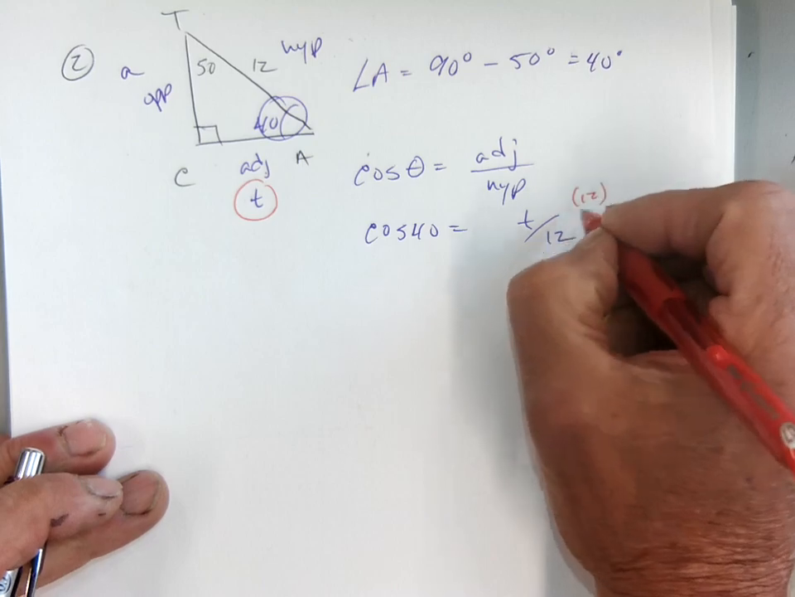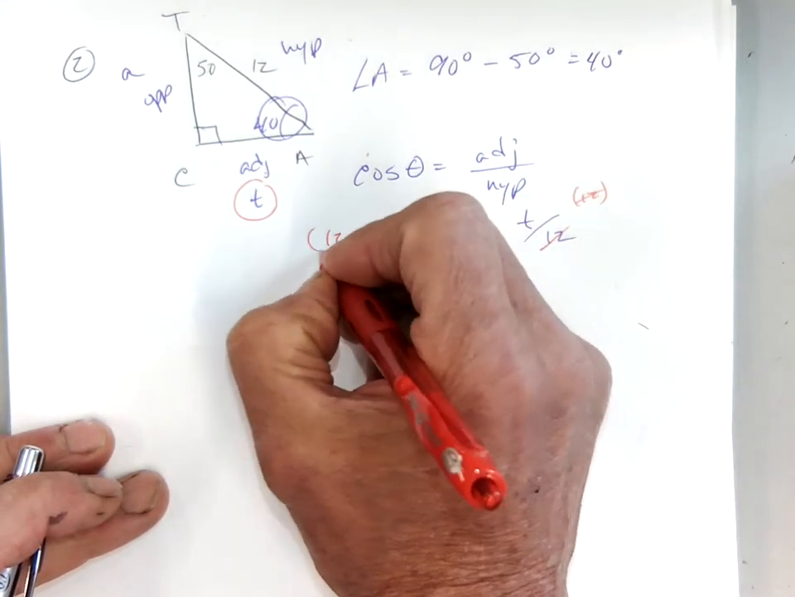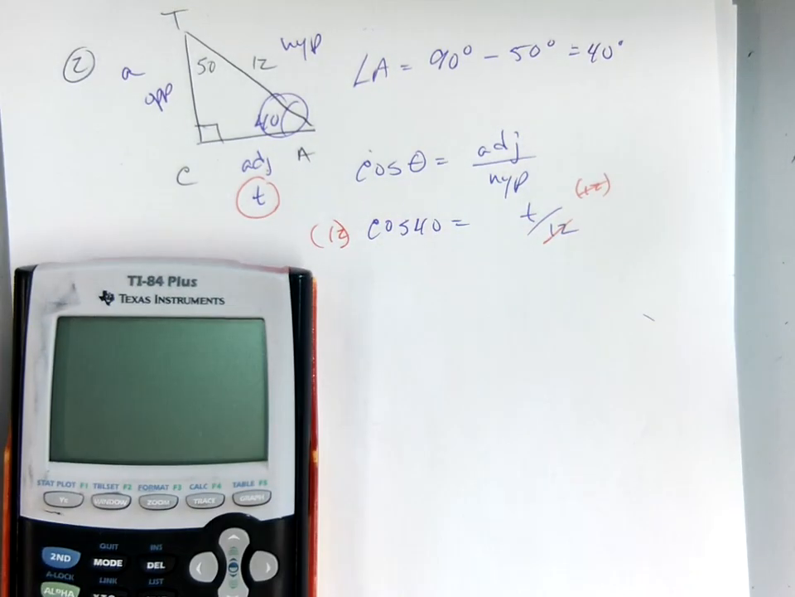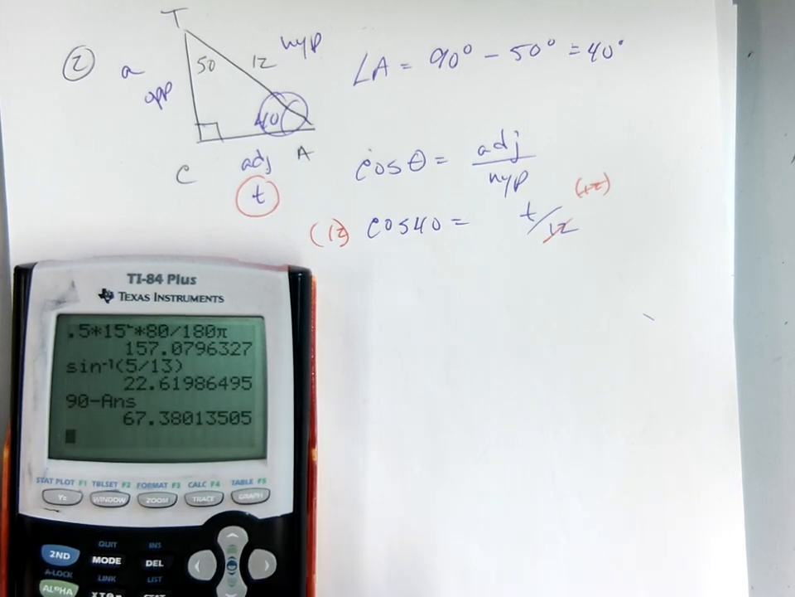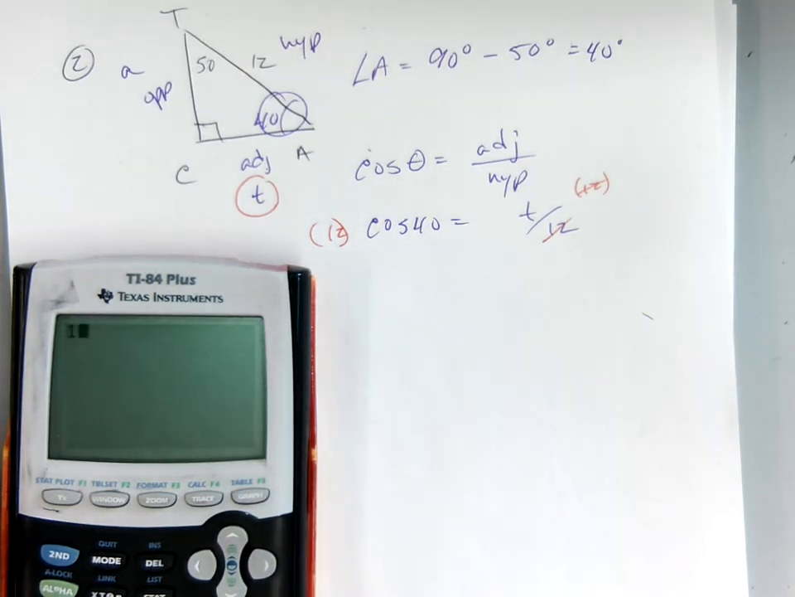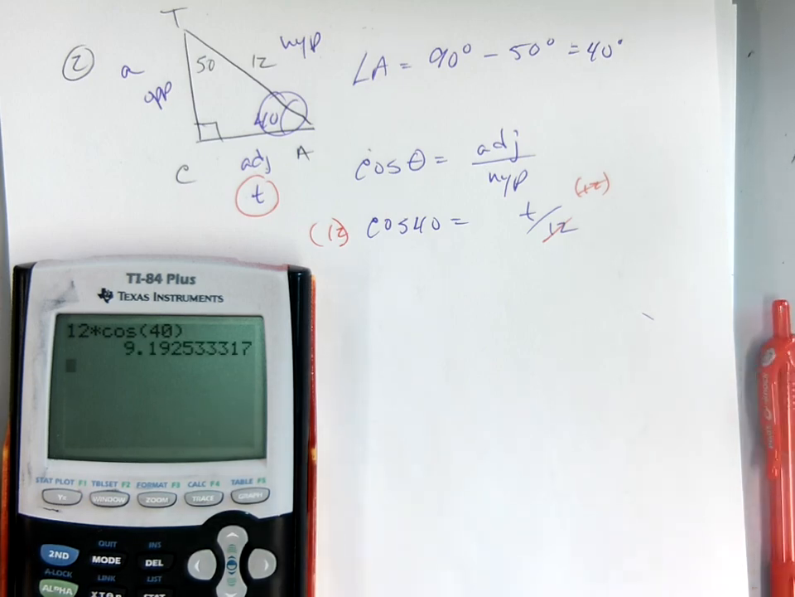Multiply by 12 to solve. Always check your mode. We talked about that. If you're in the wrong mode, you're going to get a weird answer, aren't you? So I'm in the right mode. I'm just going to go 12 times the cosine of 40. Bam! I get an answer of about 9.2.